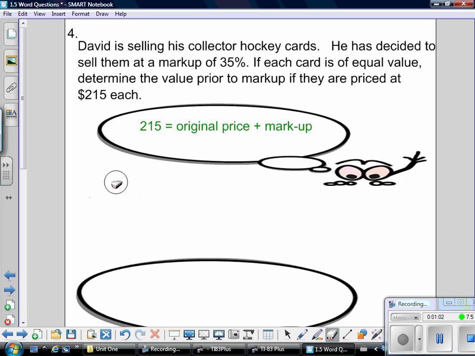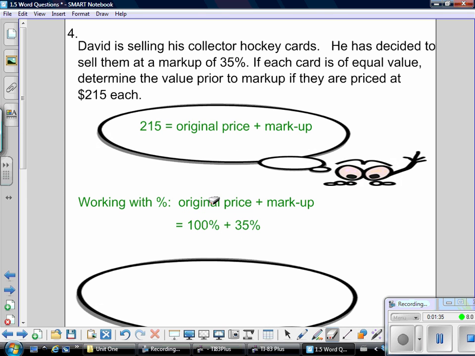So when we're working with percent, we have the original price, plus the markup. I don't know the dollar value of either one of these. However, I do know the percentages. So the original price is 100%, and I'm marking it up 35%, as the question says. Does that make sense? So when I add these two together, what I end up with is 135%.